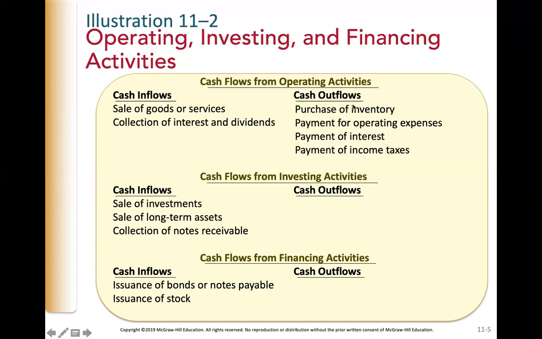Cash outflows from operating activities. Common ones include the purchase of inventory, the payment of operating expenses like rent, salaries, insurance, payment of interest, and payment of income taxes. Notice that the payment of interest is included in the operating section and not in the investing section.